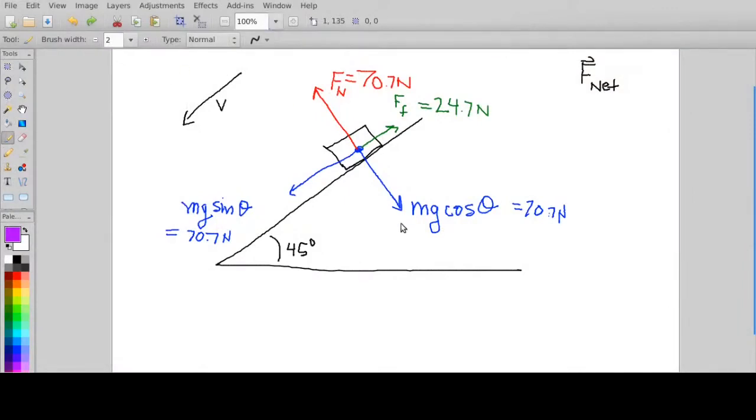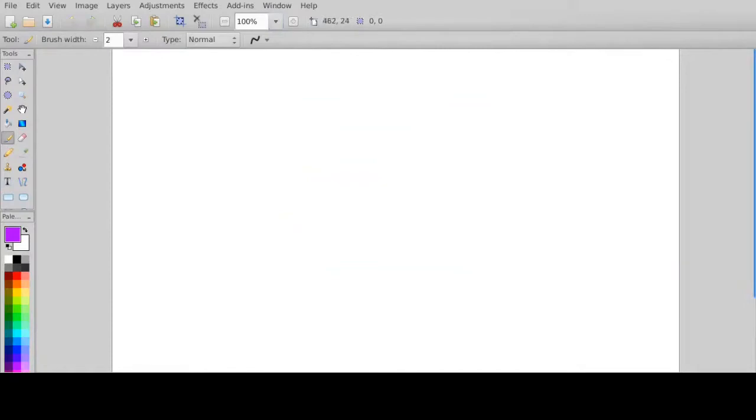So let me start over. Create a new whiteboard here like that. Did it work? Yep. Okay, and here's my wedge like this. Whoops, that's a bit too steep. All right, there's my wedge at 45 degrees. And here's a box like this.